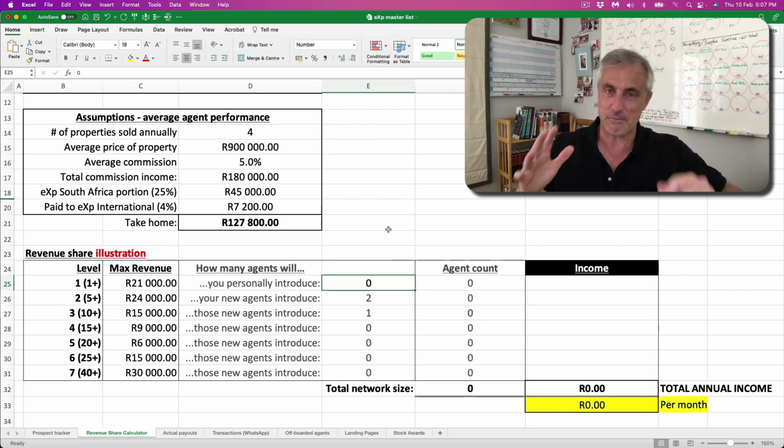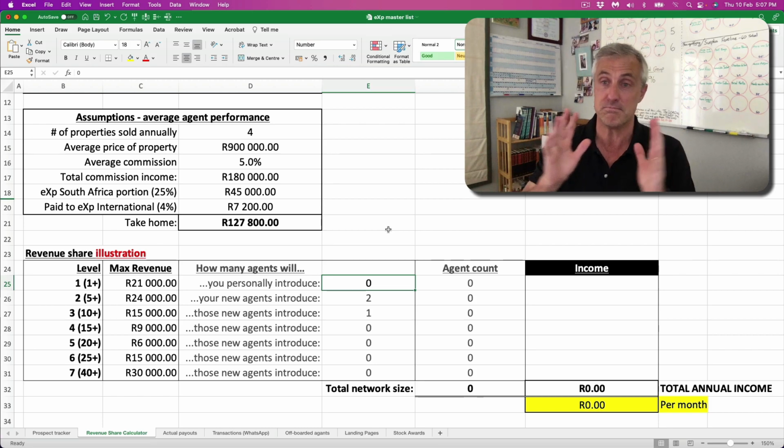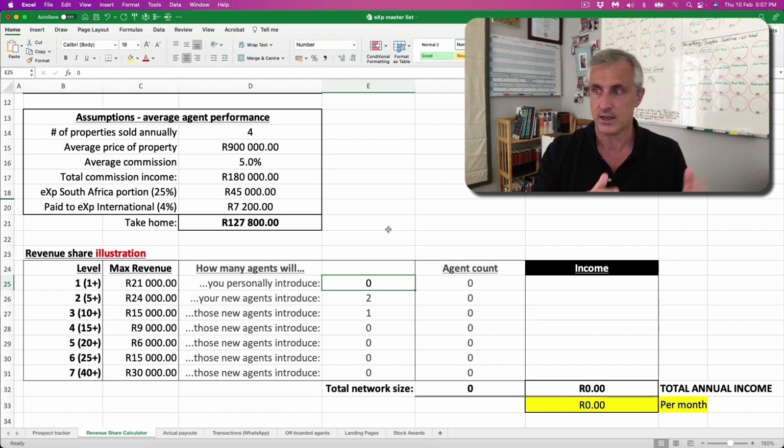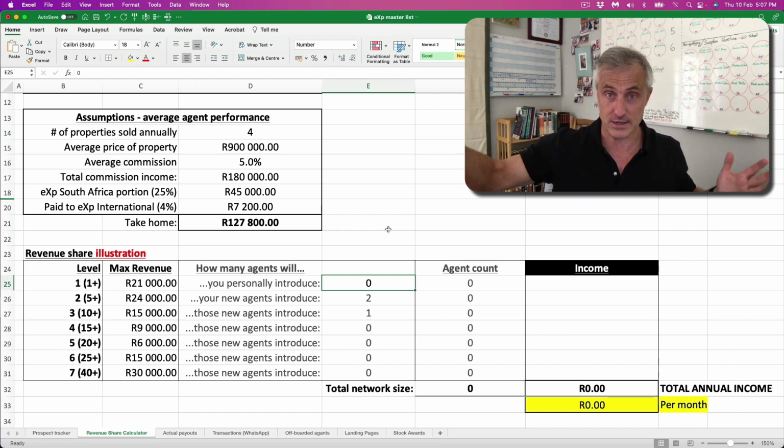Again, this is not like shooting the lights out. Many agents do this much faster than that. As I said to you earlier, I sponsored 60 in my first year. We're saying, could you sponsor in total 20 in 5 years?